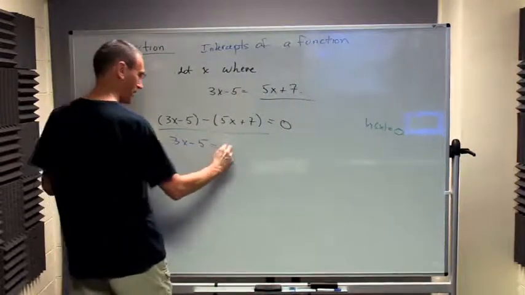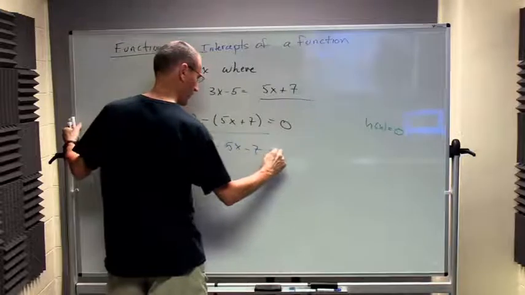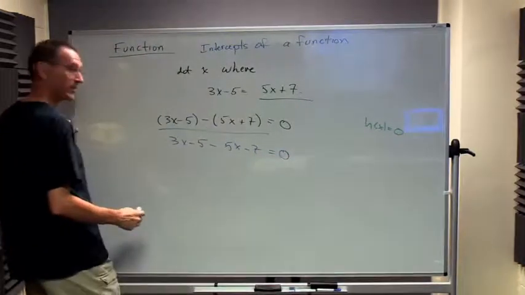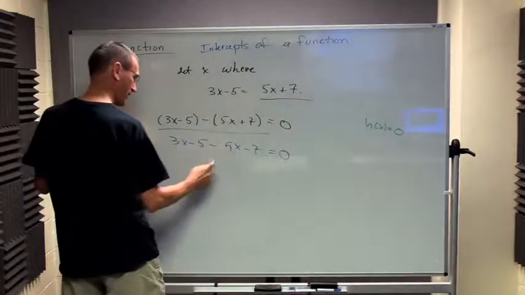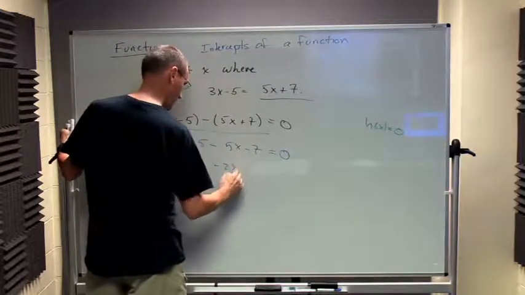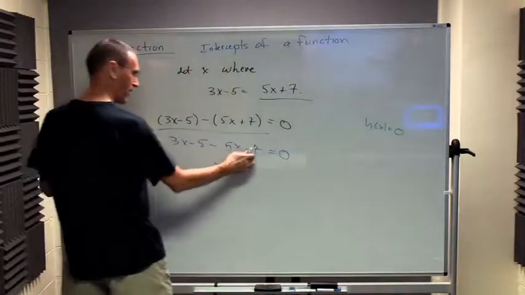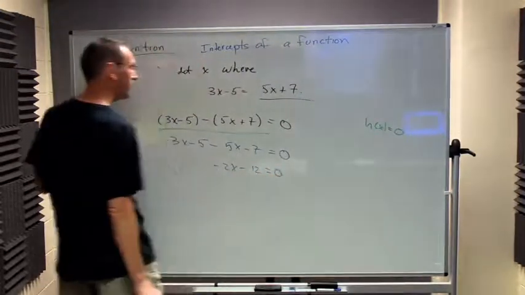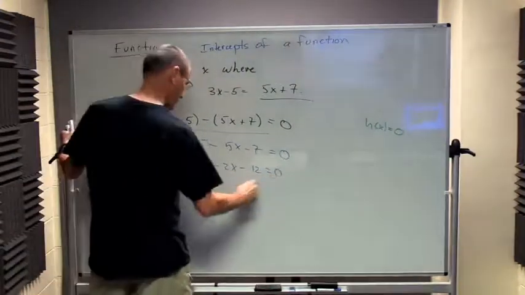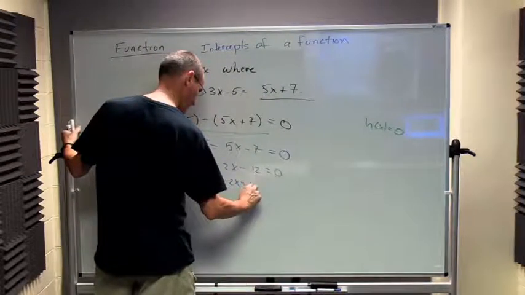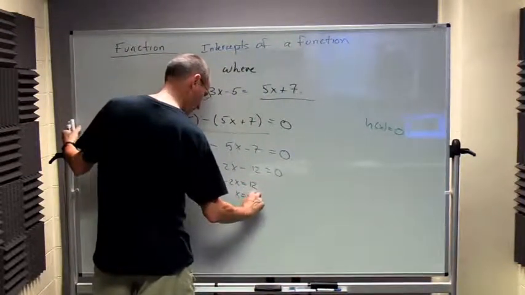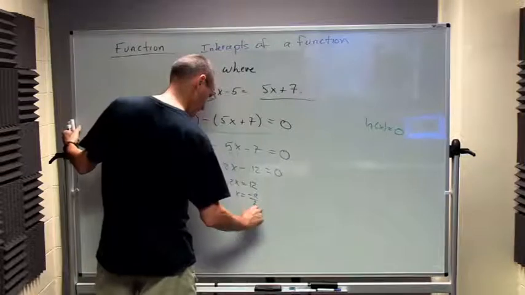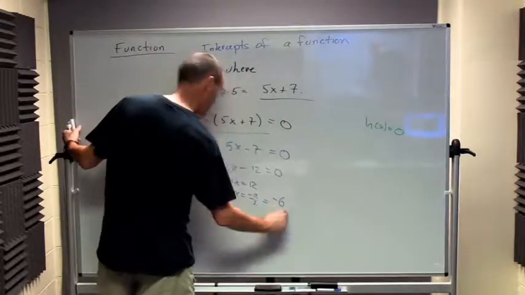I'm going to distribute the minus sign to get that. Now let me simplify things here a bit. 3x minus 5x is minus 2x, minus 5 minus 7 is minus 12. Let me add 12 to both sides. Divide by minus 2, I get minus 6.